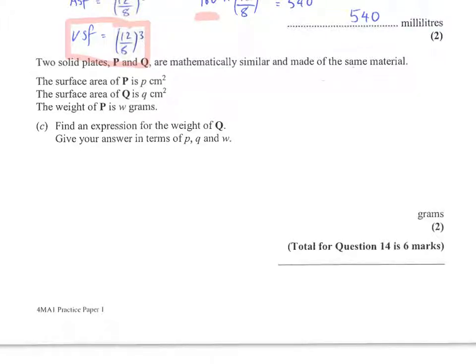Two solid plates P and Q are mathematically similar and made of the same material. Those are key words: mathematically similar and same material. Same material results in the conclusion that they're actually of the same density.